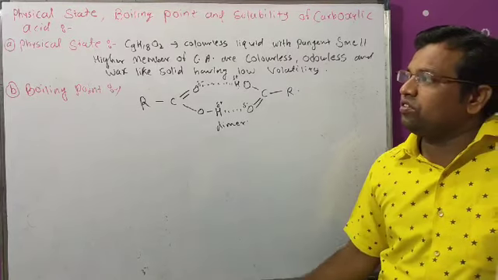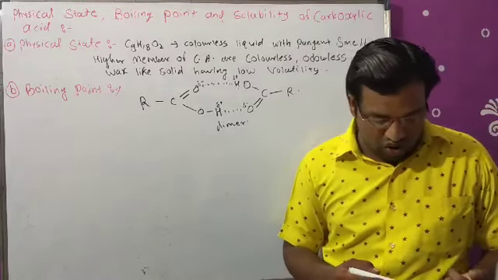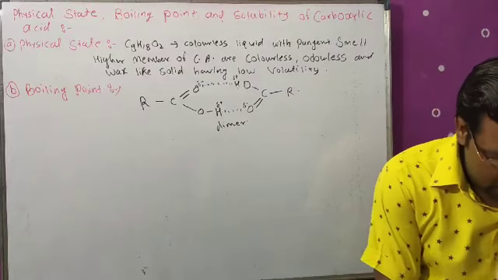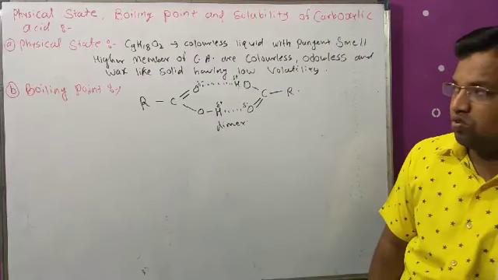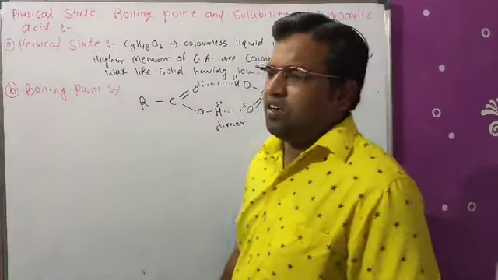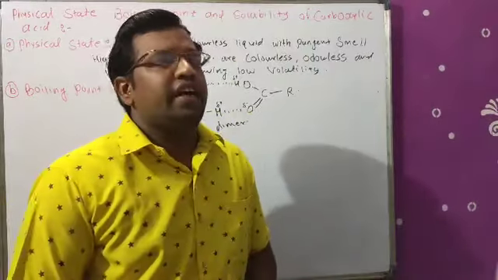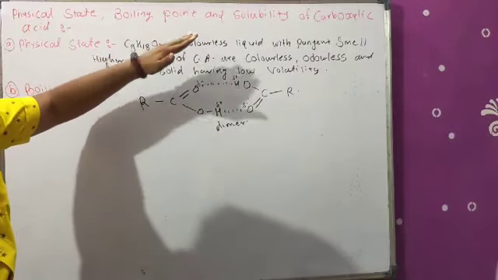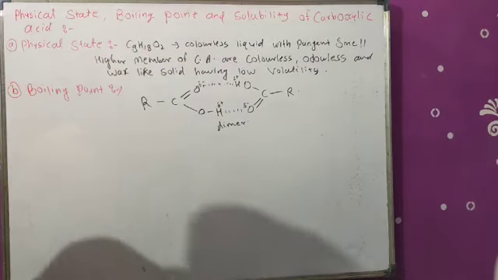Okay, so this is our next point, that is the boiling point. Now our last point is called solubility. Now solubility is a very important point. Similar to aldehyde and ketone, we see the next point, that is the solubility of carboxylic acid.